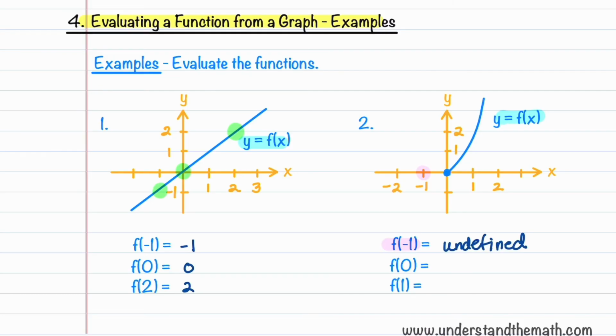Our next one is f of 0, so we go to x is 0, and we see that our function is also 0 at that point, so f of 0 is equal to 0. Lastly, we're going to evaluate f of 1. We go over to 1, trace up to the graph, and we see that our y value is equal to 2, so f of 1 is equal to 2.